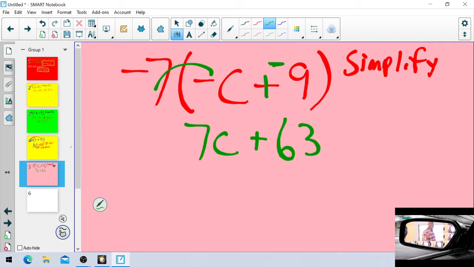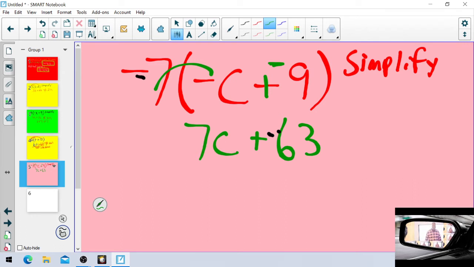So anytime you see a minus sign, just do that plus negative. It'll get you out of a whole lot of trouble. You know what I mean? Okay, it makes life simpler if you do that plus negative. And then you just multiply straight out. Negative 7 times negative C is positive 7C. And negative 7 times negative 9 is plus 63. You got it? Any questions about that?